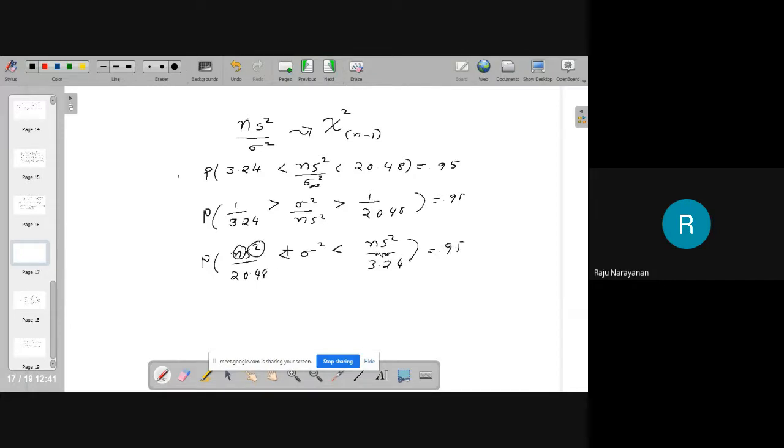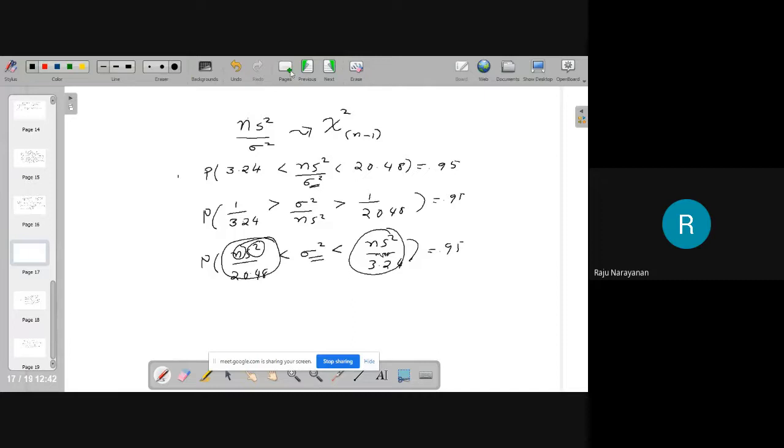In a particular example, n is known. Therefore, after simplification, these will be constants. Therefore, that will be the 95% confidence interval for variance. Mainly you have to think about mean and variance. For applied statisticians, these are the two important things to take care of. But this knowledge is needed.